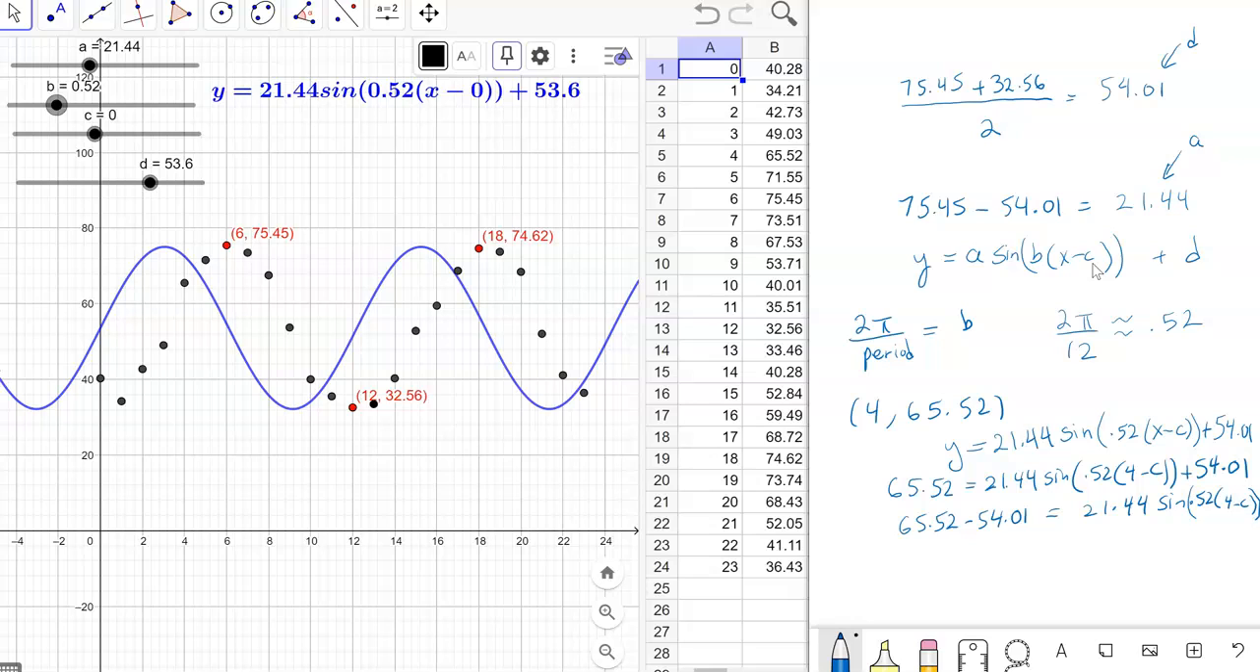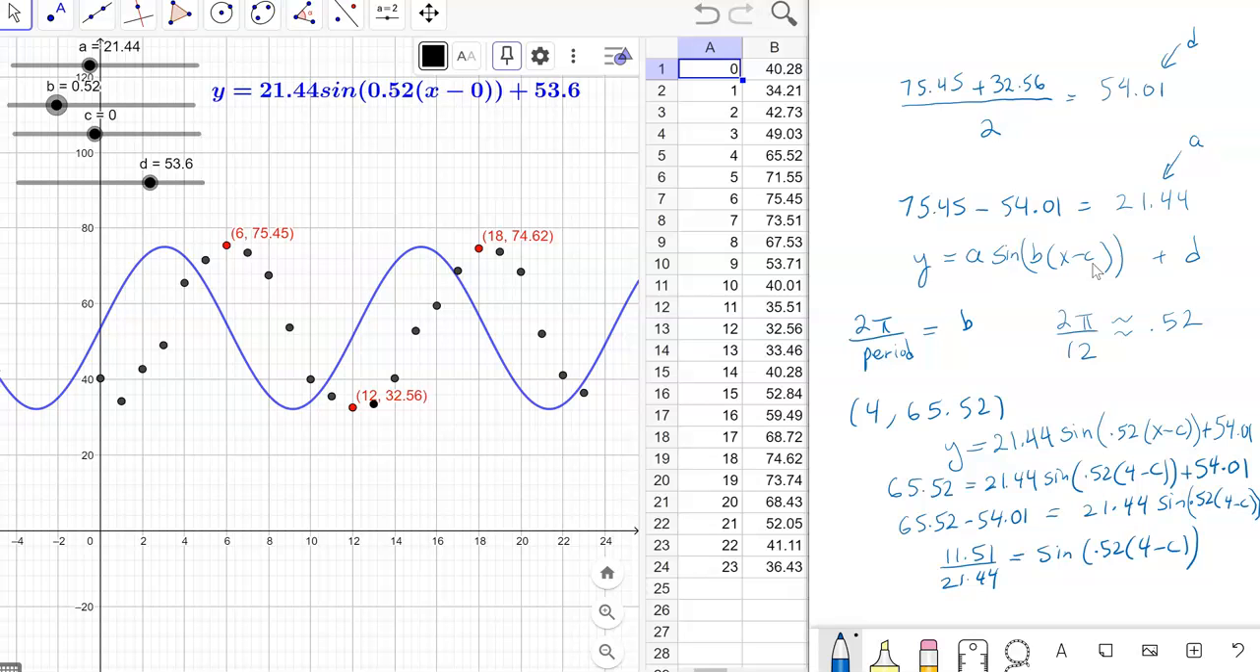Divide by 21.44, so 65.52 minus 54.01 is 11.51. Divide that by 21.44. I have sine of 0.52 times 4 minus c.